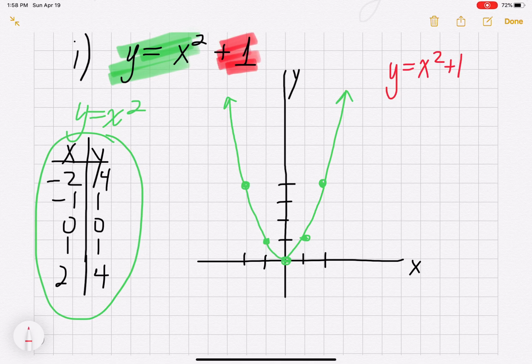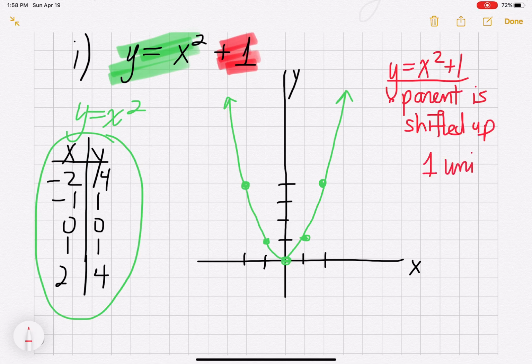So the parent is shifted up 1 unit. Why? Because we have a plus 1 outside of the house there. So we're going to take all our points and shift them up 1 unit.